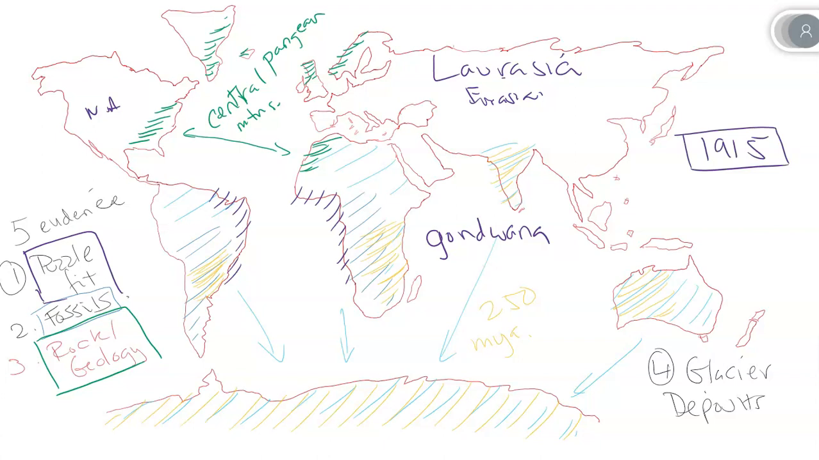So there we have it, guys. The 5 bits of evidence for continental drift from Alfred Wegener, and unfortunately he died in 1930. So he wasn't alive to really see his theory be proved even further with different kinds of techniques and discoveries.